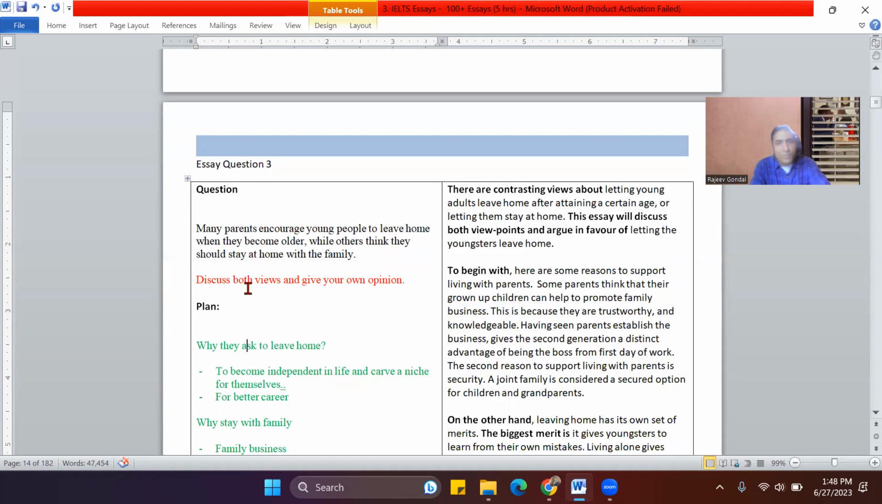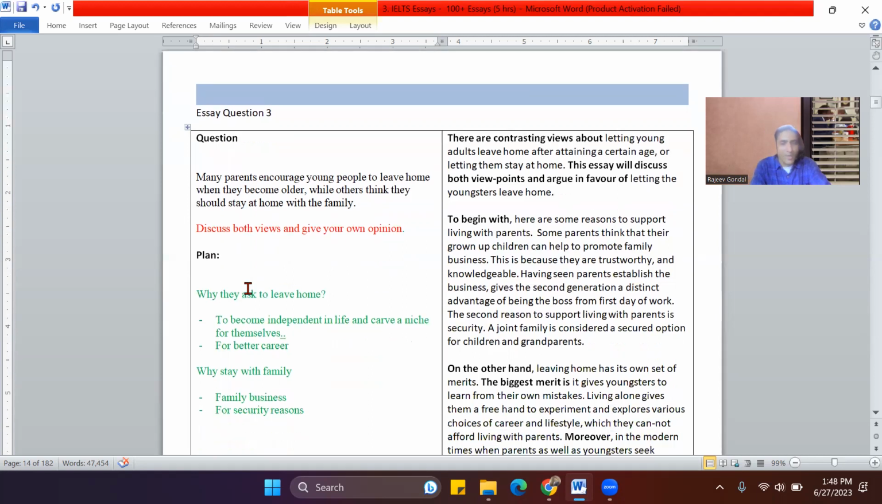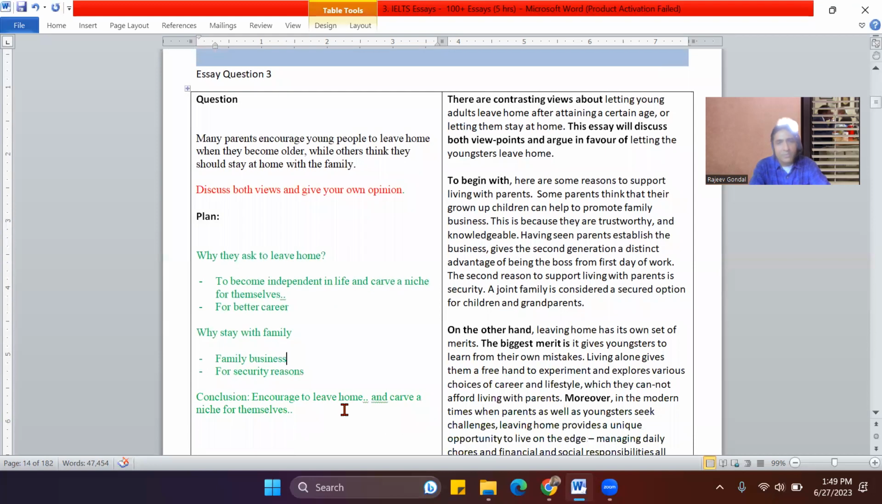Of course, you're supposed to plan your answer before you write. This is very, very important. If you fail to plan, you actually plan to fail. So planning is super important. Do not straight away jump into writing the essay. First make a rough draft, right? Why do they ask to leave home? So these are the reasons. Whatever comes to your mind, you can write here two or three reasons why children want to leave home, what the advantage of staying with the family is, and what exactly you want to say. So this is already decided in the planning stage.